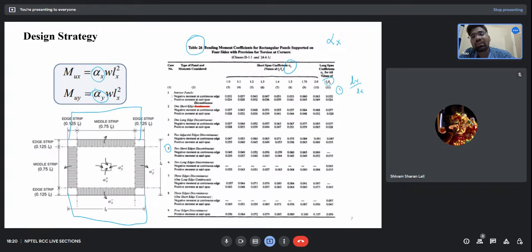Okay, so let me answer this. Just a minute before, I told you, at any discontinuous edge the negative moment coefficient will be 0. So the fifth case says the two short edges are discontinuous, meaning this is the first short edge and this is the second short edge. These two short edges are discontinuous, and the bending along these two short edges is bending like this. This is bending for alpha y now, but this is discontinuous. So for discontinuous edges alpha y is 0. That's why this is not defined. Did you get me? This can be a competitive exam question.